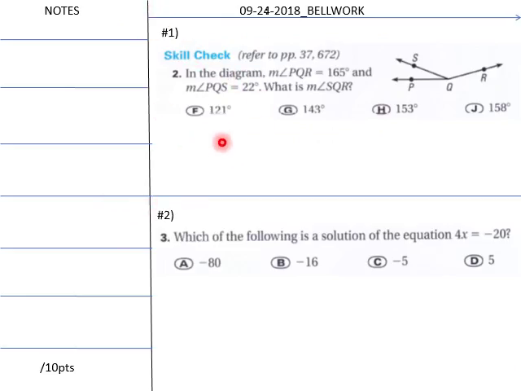Here is your bell work, teachers. Let your students start on this as they come in your classroom. Homeschoolers, use this as your warm-up. Give you about 3-4 minutes to do that, and then refer to this diagram here. Which of the following is the solution to this equation here?